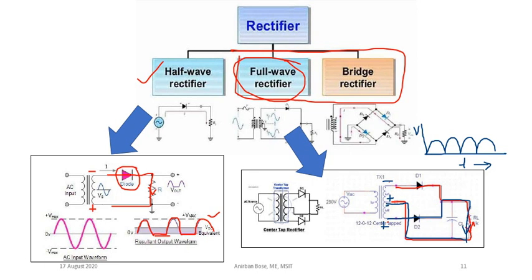But this is called a center tap rectifier. There is a chance of leakage if there is a potential difference between these two. So this is not as efficient as the bridge rectifier is. So the bridge rectifier is the most efficient one for rectification purposes. Now we will see how the bridge rectifier works.